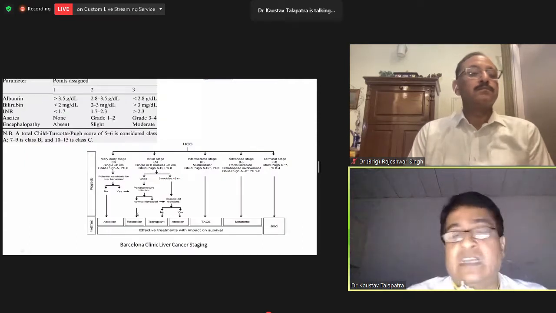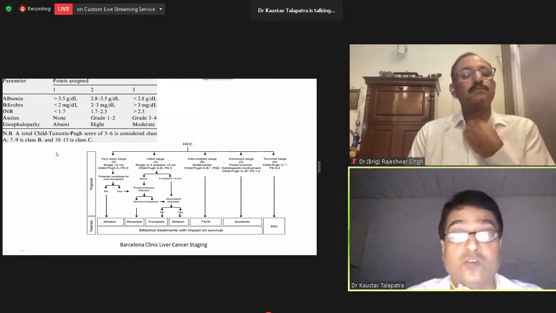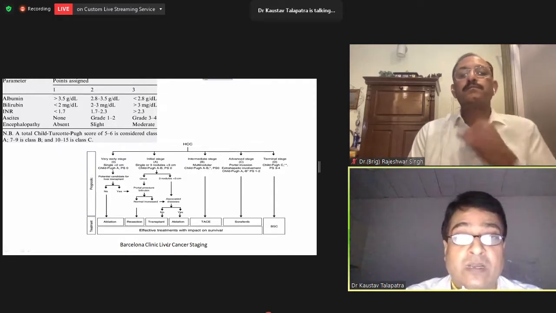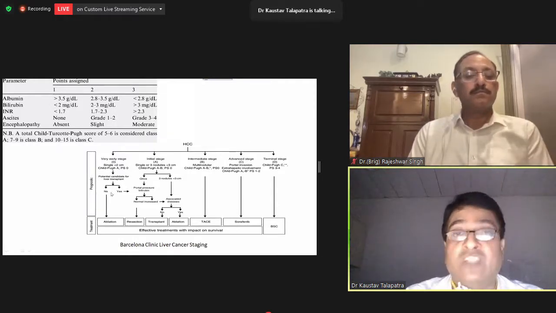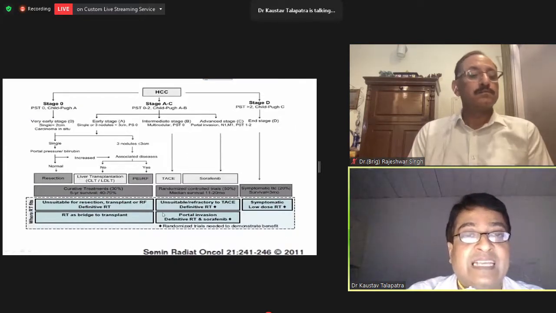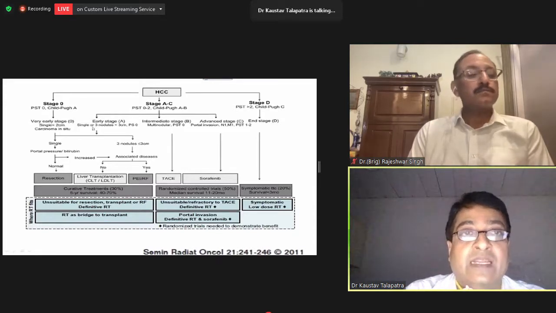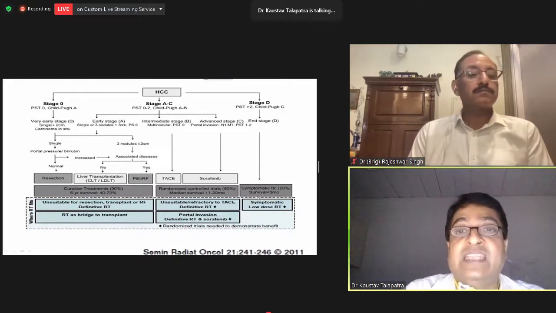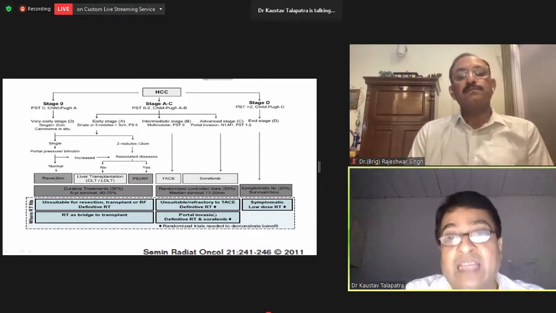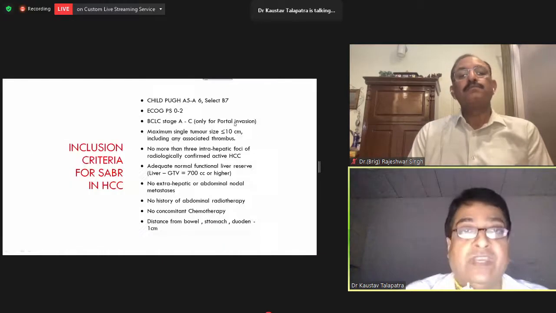So this is the classification. We all know about this classification. This is not what I want to show. This is the Barcelona Clinic Liver Cancer staging, which our previous speakers have talked about. But this is exactly where the role of SBRT is coming in. It is in early stage. It is in the intermediate stage. And in terms of portal vein tumor thrombus, it is also in BCLC stage C.